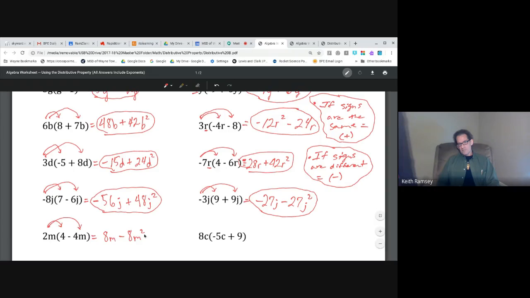Then I ask myself, are these like terms? I got m's, but one is squared and the other one isn't. So I can't do 8 minus 8. I just have to leave it like that.